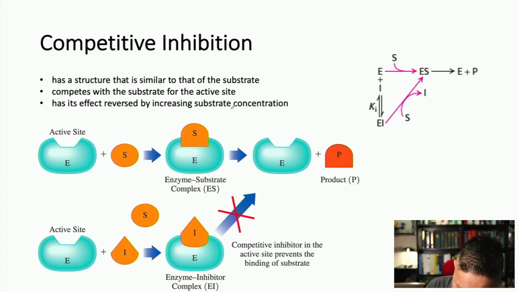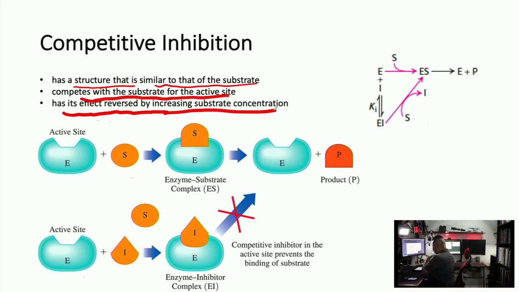We have competitive inhibition, right? And in competitive inhibition, like I was saying before, the structure of the inhibitor is very similar to that of the substrate, right? It competes with the substrate for the active site, but the interesting thing about it is that its effects can be reversed by increasing the substrate concentration.